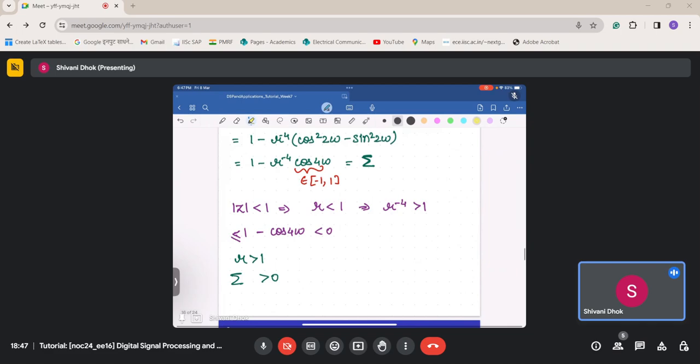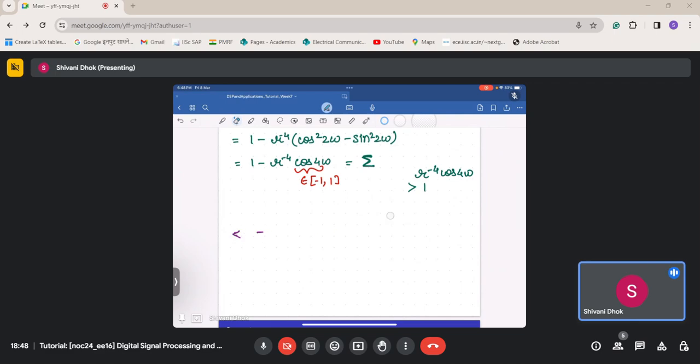So what he is saying is, r to the power minus 4 is greater than 1, and this thing can take a value. So basically, r to the power minus 4 cos of 4 omega, this particular quantity is greater than 1, and this particular quantity is greater than minus 1. Something is wrong. Can you repeat the thing that you were saying, sir?